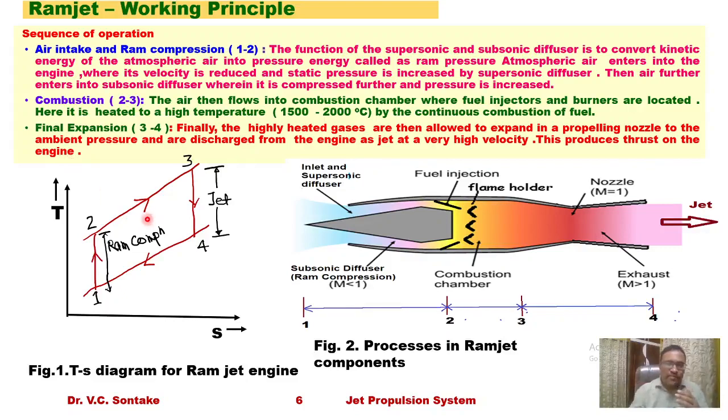So this way, all the three processes take place in a ramjet engine, right from compression of the air to the combustion to produce high pressure, high temperature gases, and finally expanded into nozzle to get high velocity jet to produce the required thrust.